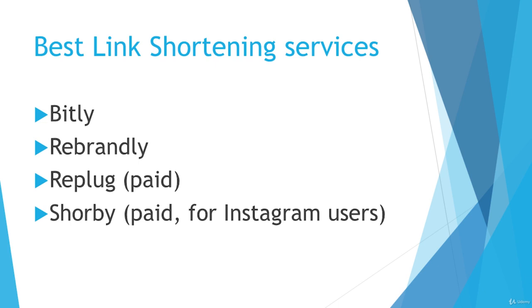The next two tools are Replug and Shorby. These are both paid options, but they're very powerful. Replug has a lot of advanced features such as adding call to actions to links and adding retargeting pixels. Shorby can shorten links, but can also make mini landing pages for products and websites. I find it very helpful for Instagram, and I think I'll make a couple of videos about these last two tools in future lectures.